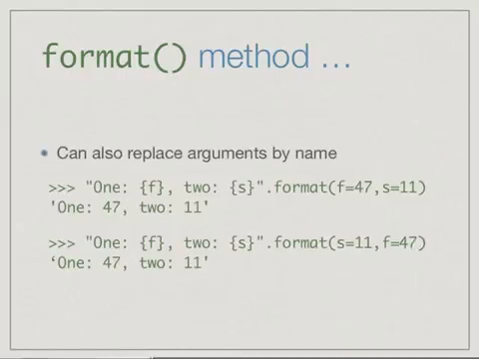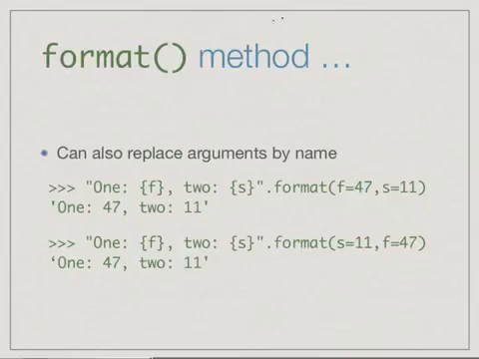Now we can do the same thing by name. So this is exactly like defining a function where we said that we could give function arguments and we could pass them by name. So in the same way here, we can specify names of the arguments to format. We can say f is equal to 47, s is equal to 11. That is first and second. And now we can say {f} and {s}. Right? Now here the advantage is not by position but by name.